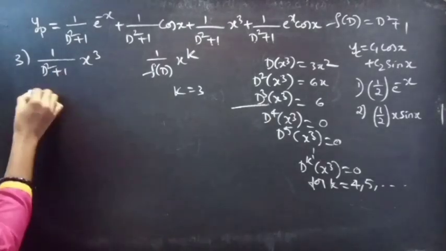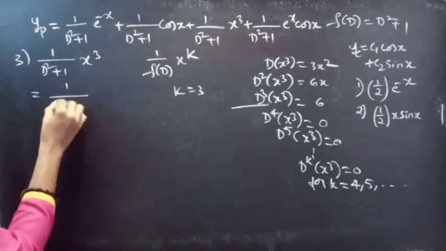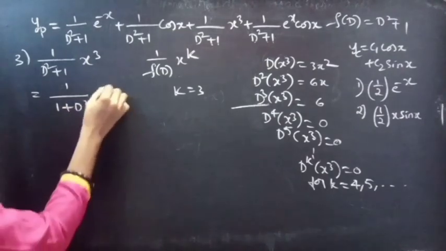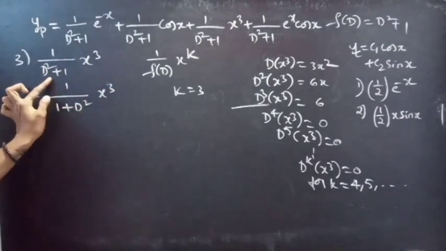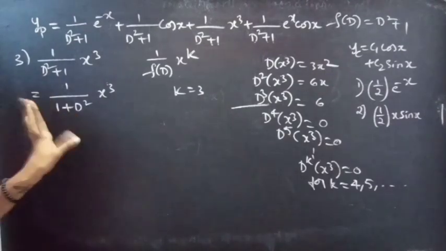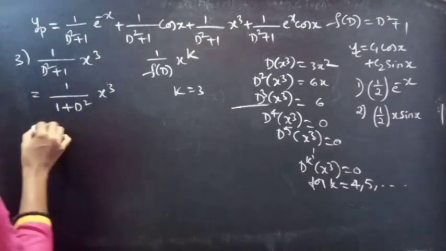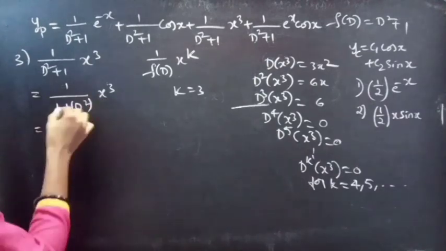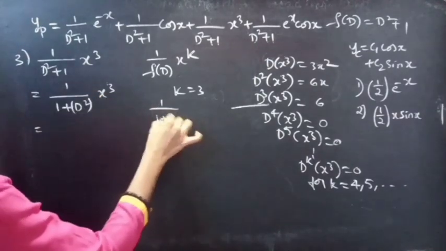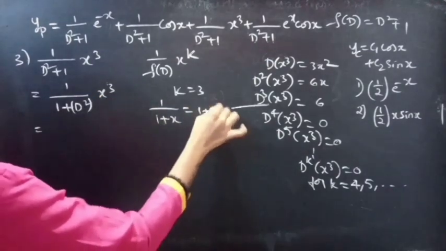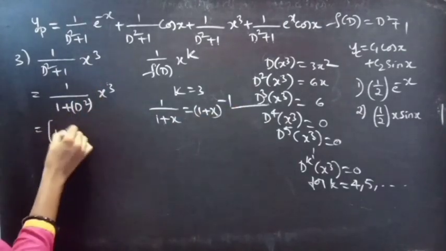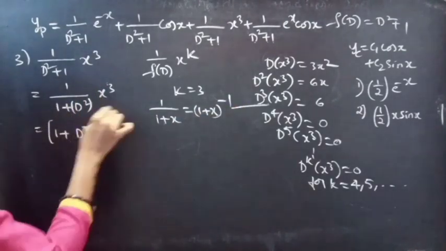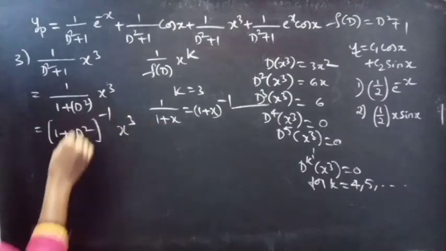Now coming to 3, we can write the denominator as 1 plus D square. Here we have it in descending order, I wrote it in ascending order. That's it. Now this is of 1 by 1 plus x form. We can write it as 1 plus x whole inverse, right? Now we can write this fraction as 1 plus D square whole inverse into x cube.